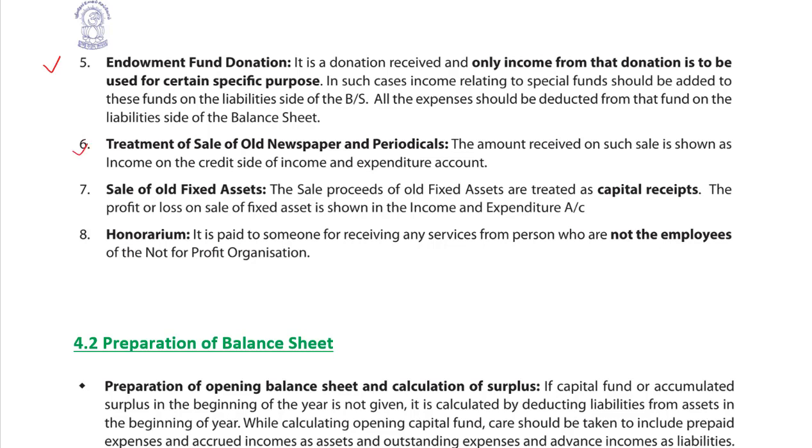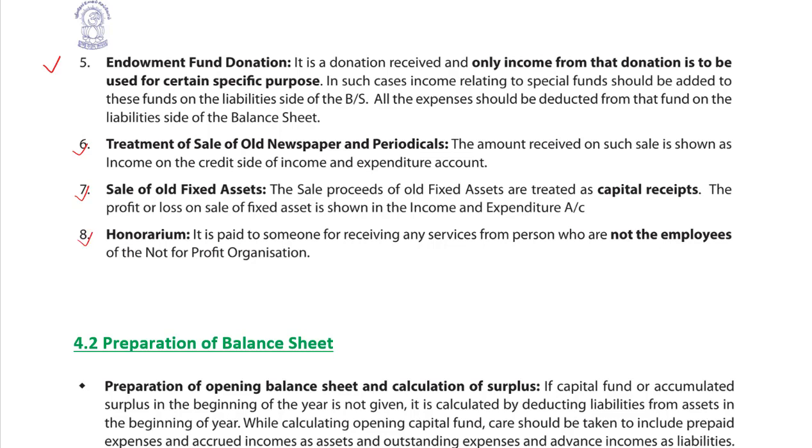Next, treatment of sale of old newspapers and periodicals. The amount received on such sale is shown as income on the credit side of income and expenditure account. Sale of old fixed assets. The sale proceeds of old fixed assets are treated as capital receipts. The profit or loss on sale of fixed assets is shown in the income and expenditure account.